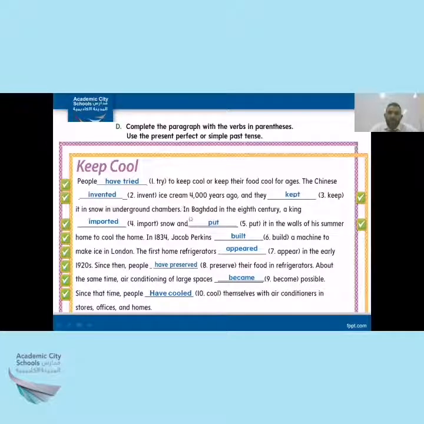Okay, so the present perfect uses have or has plus verb 3, have with plural, has with singular. Simple past uses subject plus verb 2.